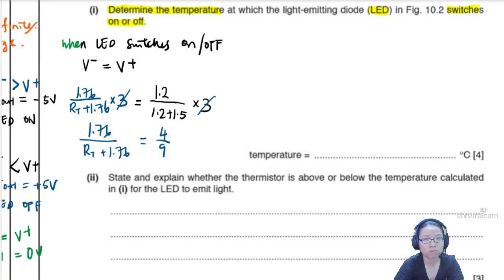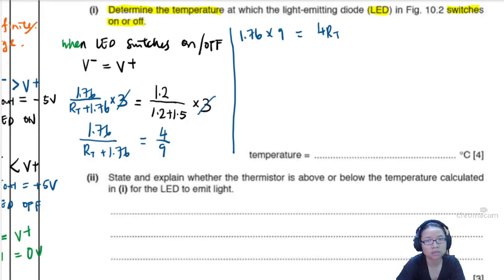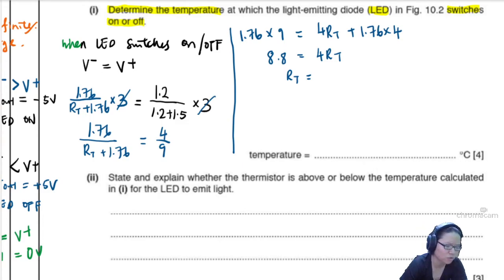So I'll have 1.76 times 9 is equal to 4RT plus 1.76 times 4. I'll bring it over and subtract. That will be 1.76 times 5. Ooh, I get 8.8. My inner Chinese is happy now. This is equal to 4RT. You see, you never know. Sometimes the number is not very good, but you wait a bit and that number is good. Sometimes life is not very good, but you wait a bit.